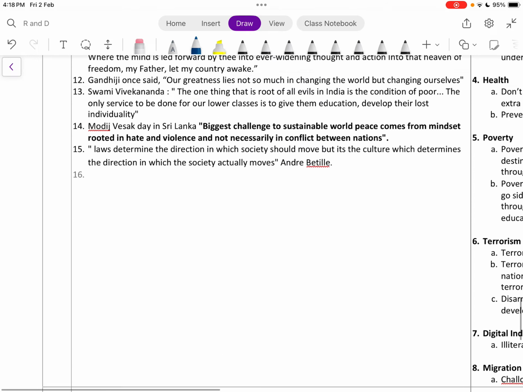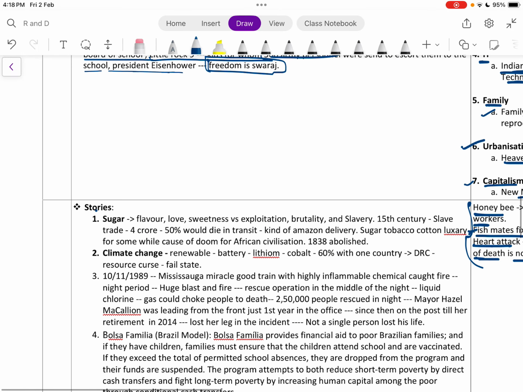Multiple stories. You can use them anywhere. Stories: sugar and flour, love, sweetness. Sugar is a story. How? What is the sugar? Sugar in any of the products increases its flavor. It is resembled with love and sweetness. However, do you know that sugar has a very large, huge story of exploitation, brutality, and slavery attached to it?